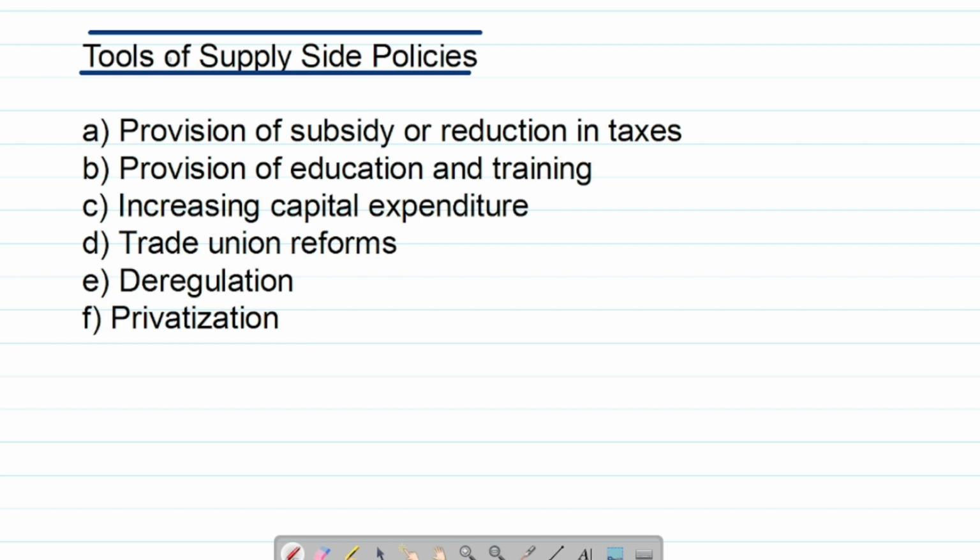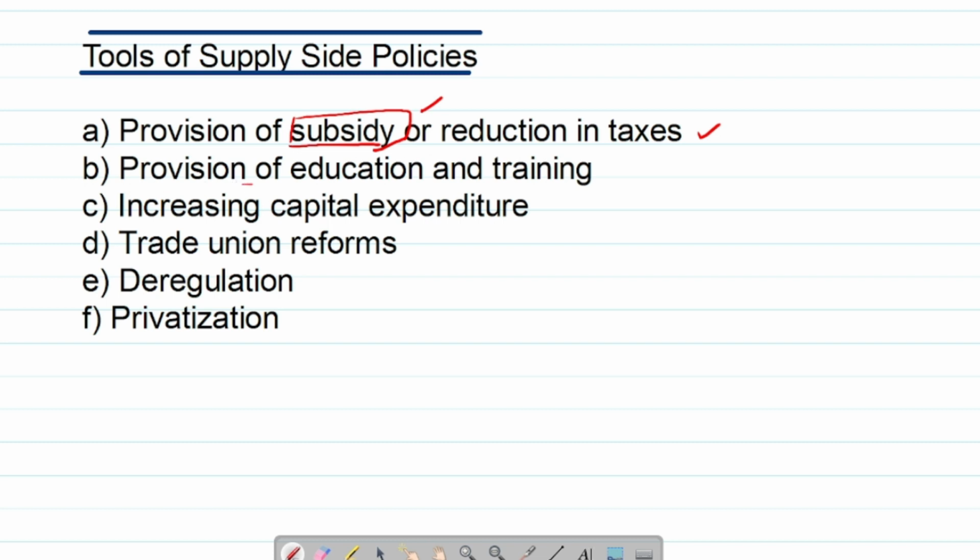The first tool is provision of subsidy or reduction in indirect taxes. When government wants to increase aggregate supply in the country, government will provide more subsidy to the private sector. Subsidy is the financial support which is provided by the government to the private sector, so that the private sector produces a greater quantity of goods and services. And when greater output is produced, it leads to achieving economic growth and increasing employment in the country at relatively low prices.